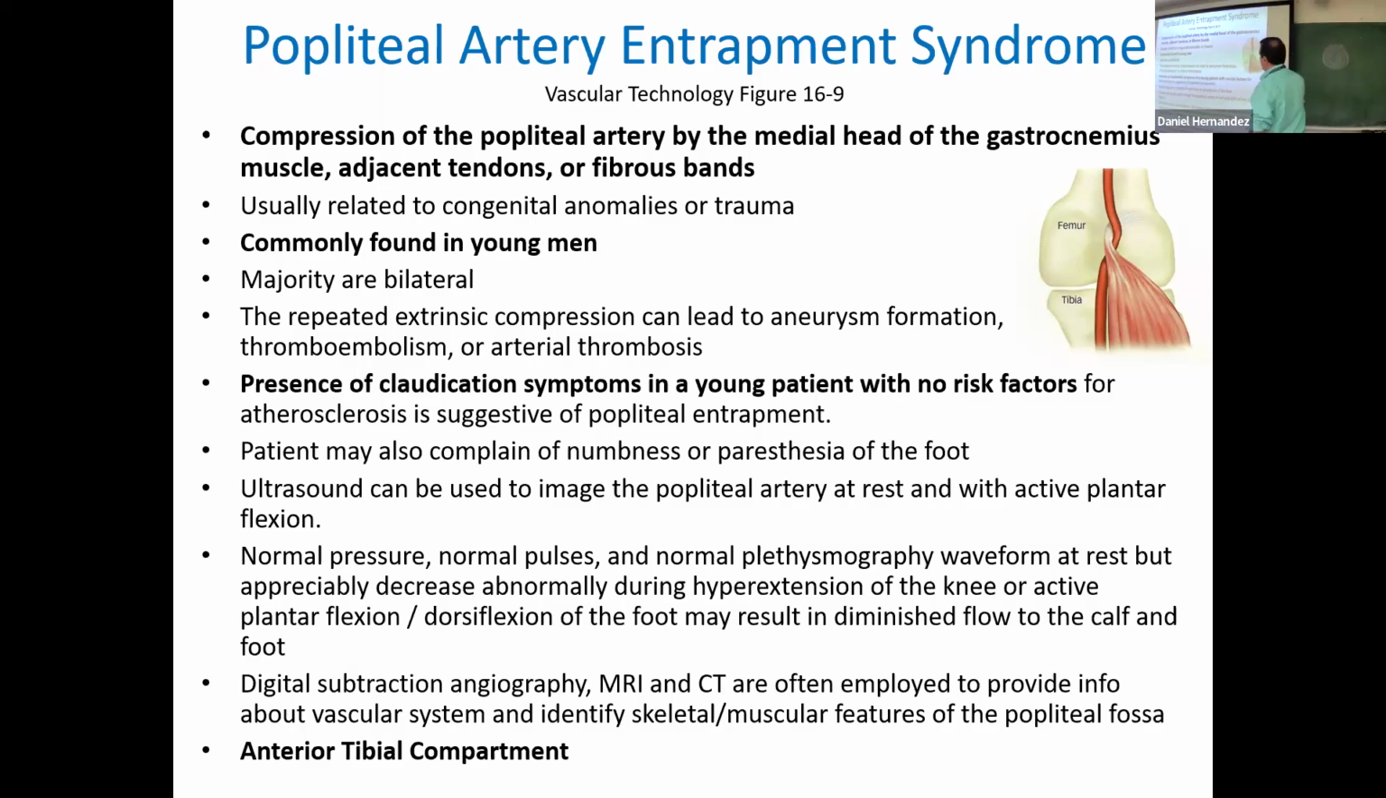It's usually related to a congenital anomaly, so a malformation of the artery, the tendons as it relates to the way the artery runs. More commonly found in young men. Most of the time it's bilateral, so both sides are affected. So with this, we have repeated extrinsic. So that term extrinsic means from the outside of the vessel. So we get repeated outside compression, extrinsic compression of that artery over and over. That can lead to potential aneurysm formation, the development of thrombus or arterial thrombosis.